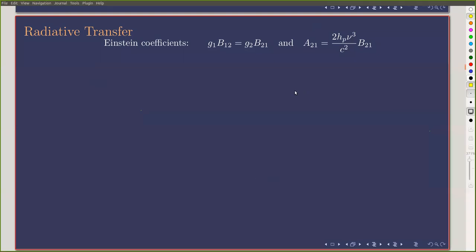So, my screen is fine, right? Now, okay. Just let me stop share and start share again. There is some issue.